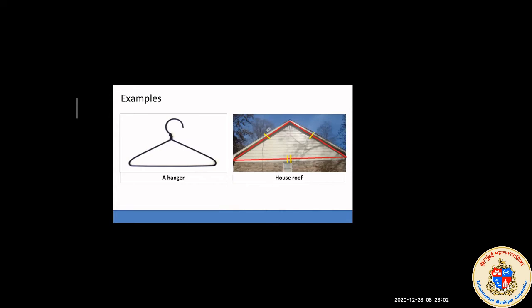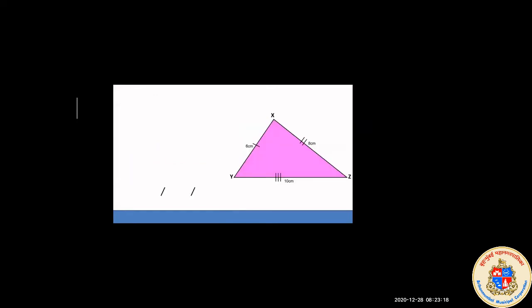The other one is a house roof. You know the roof of the house at the center. So the top two sides are equal, and the bottom side is different. So we can call this an isosceles triangle.